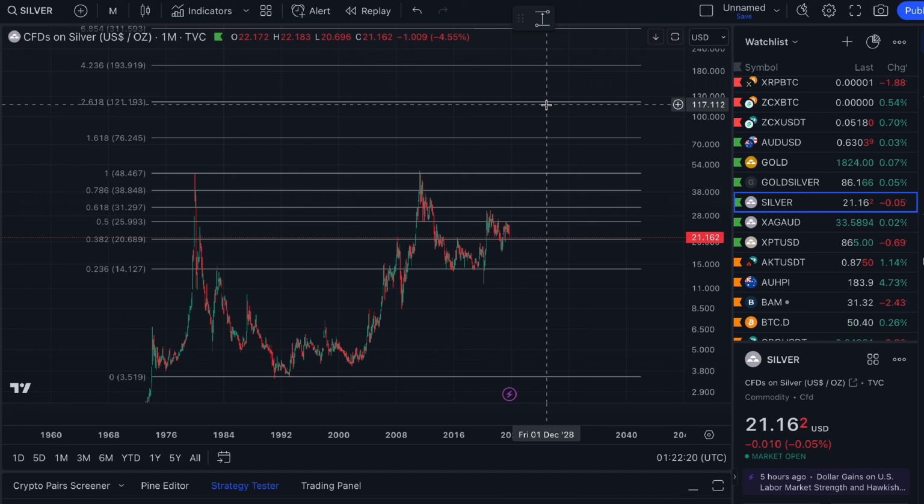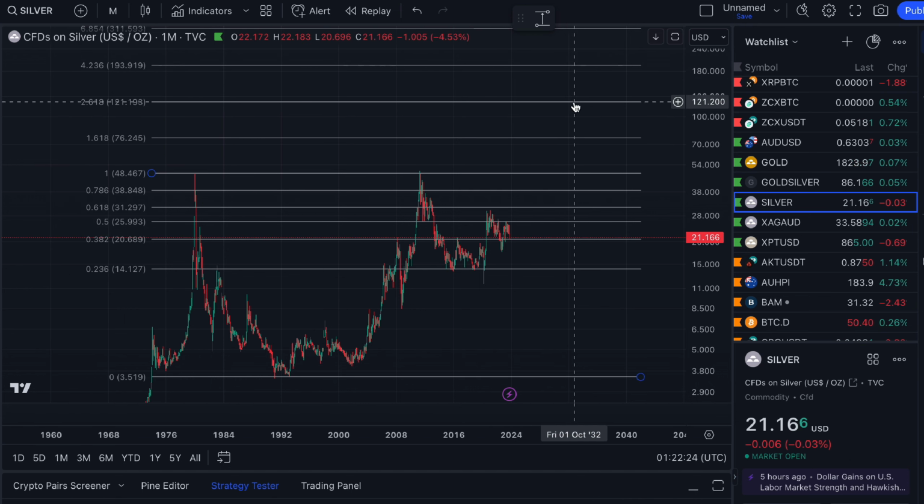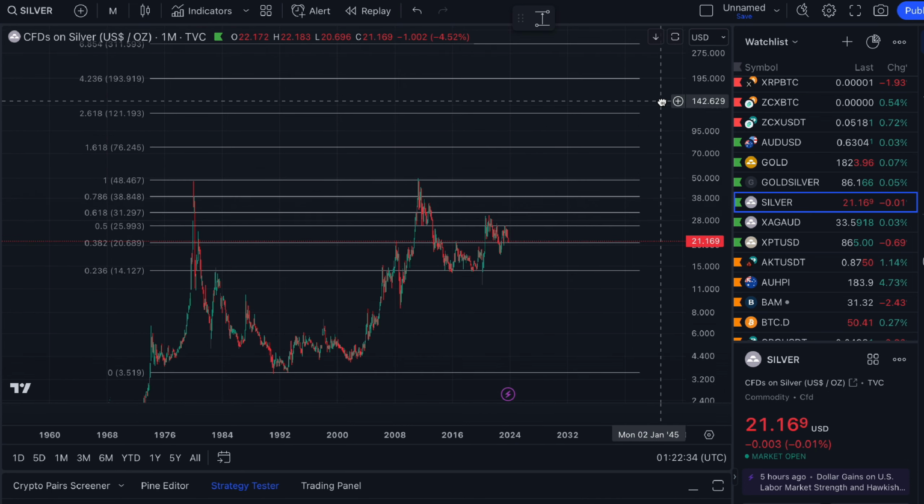The next one for me is at the 2.618, and that's at 120 US dollars. If we were into the next few years, we could just completely sail through those. The next one I would suggest, and we'd probably leave that for a while, is at the 4.236 at $193, technically $194 US. You could comfortably call it $190 to $200.